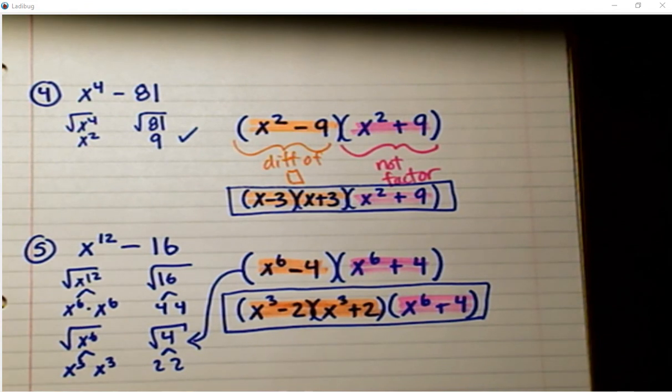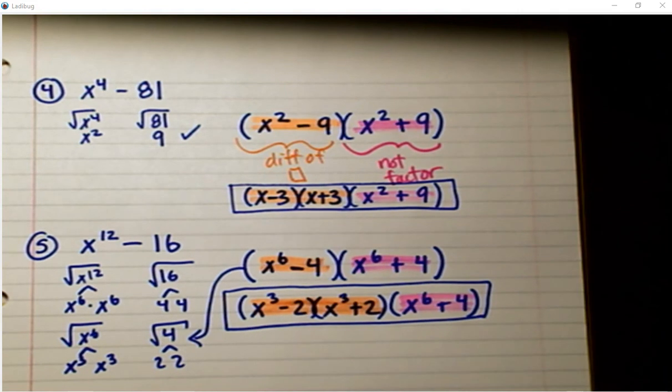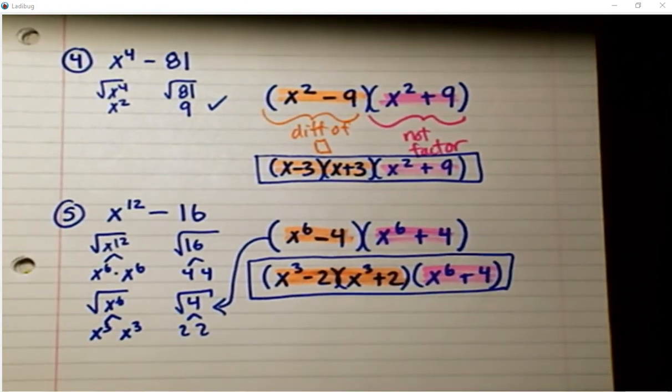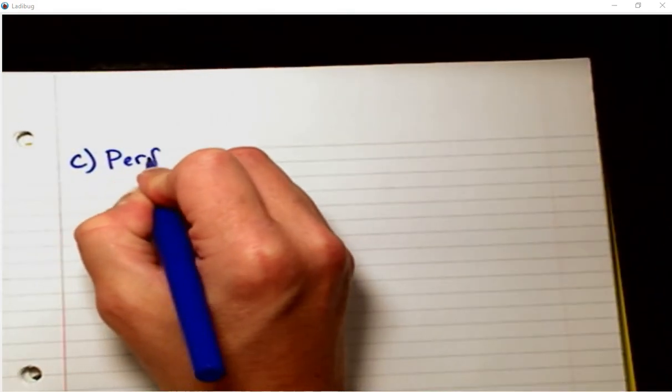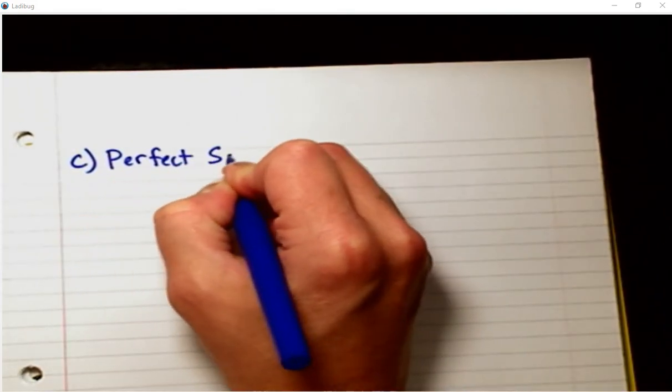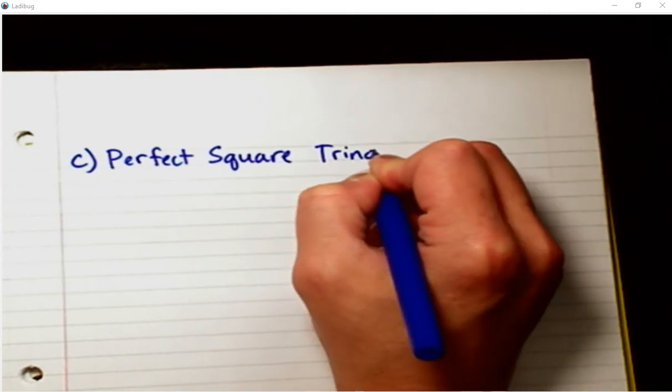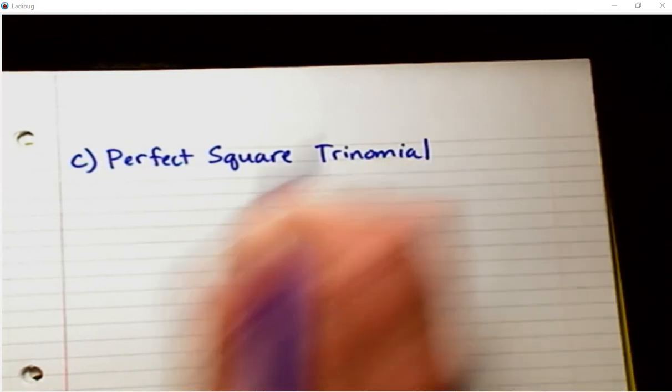A, B, C. All right, I guess I have to show you one more thing. And then we're done. No more practice. Perfect square trinomial.